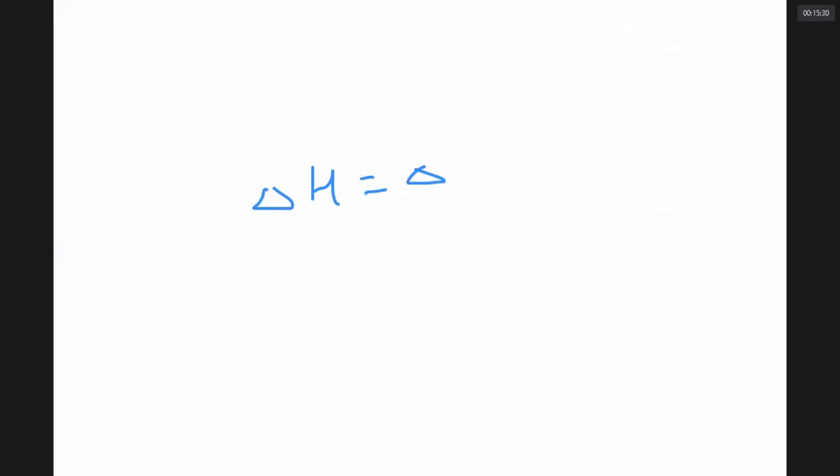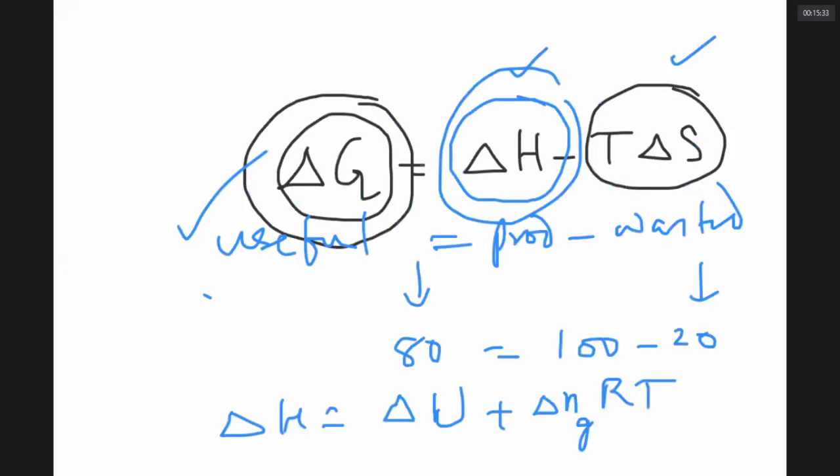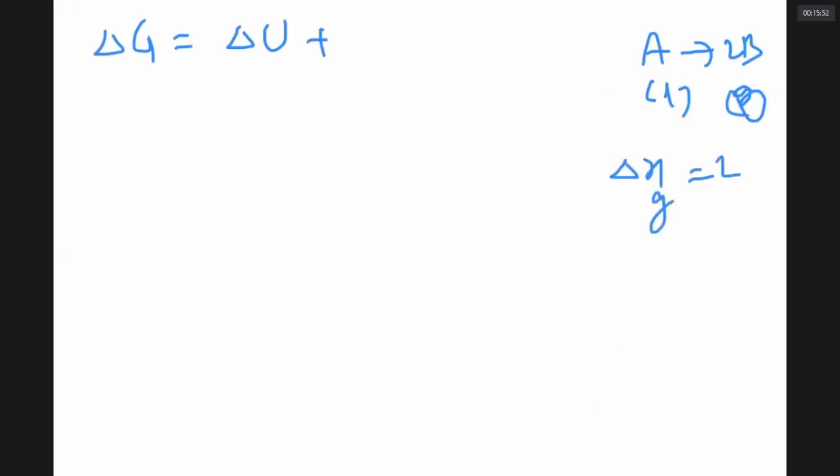Now we are examining the idea that in this problem, they wanted to know delta G. They gave me the delta U value. In the equation A gives rise to 2B, A is a liquid and B is a gas. So the change in the number of moles of gas, delta Ng, is equal to 2, because I don't consider liquids or solids. I look at only the gaseous products, it is 2. Here it is 0, 2 minus 0 is 2.